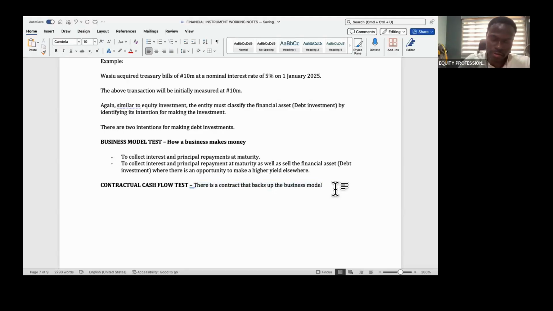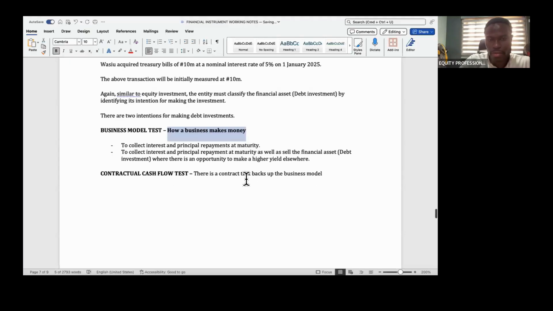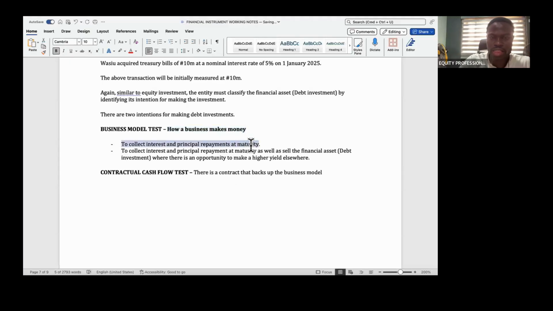So what we're saying here is this: before you can classify a debt investment, you need to consider these two intentions, these two classification bases. Number one is the business model test, which is how you intend to make money. Is it that you just simply want to collect interest and principal, or in addition to collecting interest and principal, you also want to sell where there's an opportunity to make a higher yield elsewhere?